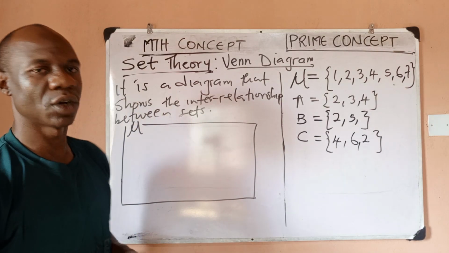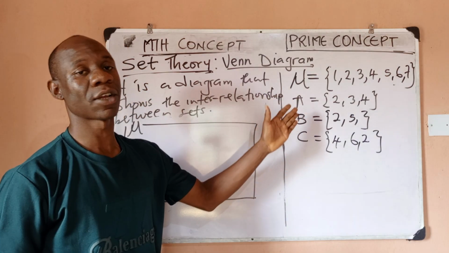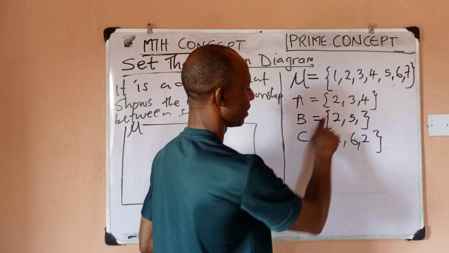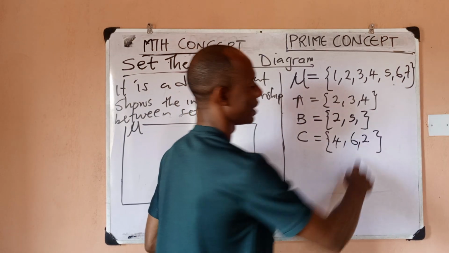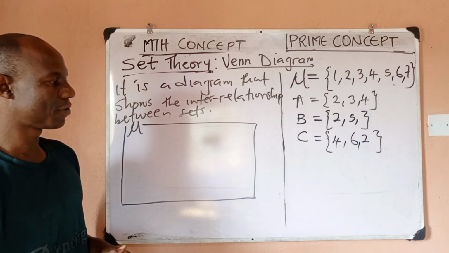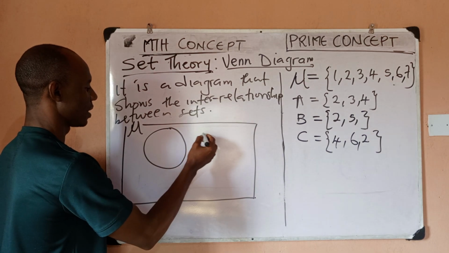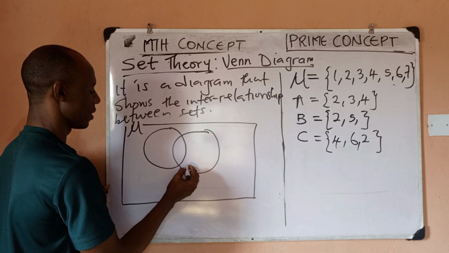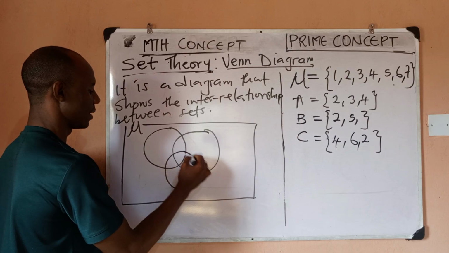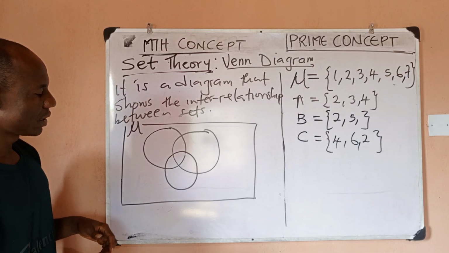Now, first thing you want to also ask yourself before you draw your circles is, do these 3 sets have an interconnection? Let's see if they have interrelationship. Now, you can find 2 in A, you can find 2 in B, you can also find 2 in C. So it means the 3 of them would have a point of intersection. 3 of them would have a common point of intersection. So this is going to be something like this. So the 3 of them have a common point of intersection.